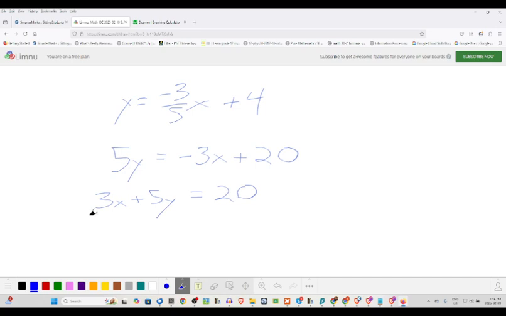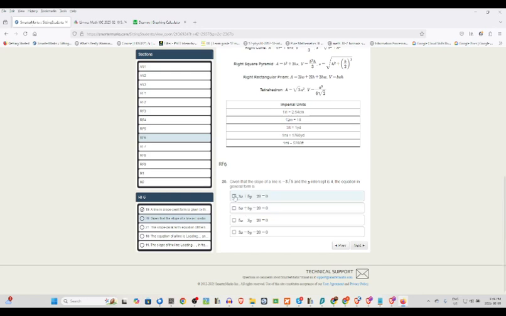We have no denominators, we have a positive coefficient of x, and we have no factors in common with all three of our numbers. Yes, 5 and 20 have a 5 in common because we had to multiply by the 5. 3 does not have a factor of 5, so we're good. The only common factor is 1, because 1 is always a common factor, but the rest is good. So we are looking for 3x plus 5y equals 20, or 3x plus 5y minus 20 equals 0.